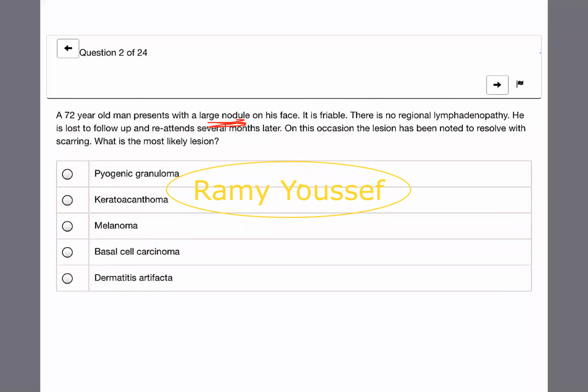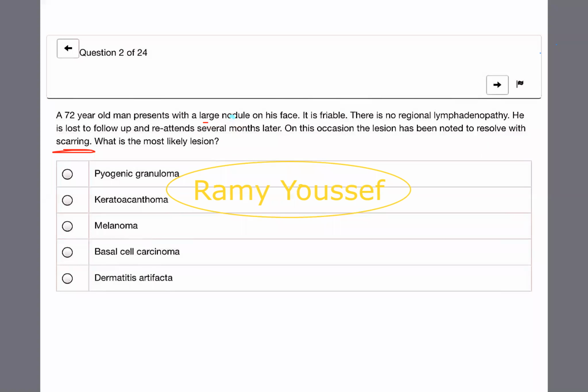A. Pyogenic granuloma. B. Keratoacanthoma. C. Melanoma. D. Basal cell carcinoma. E. Dermatitis artifacta. Large nodule on face, lost to follow-up, resolve with scarring. We said what resolves with scarring is keratoacanthoma, B.